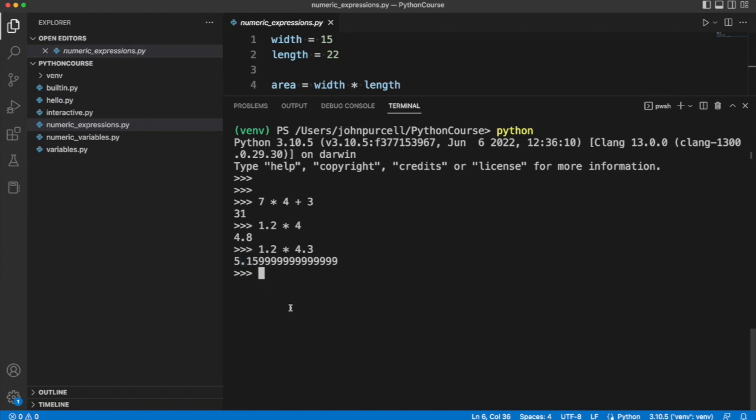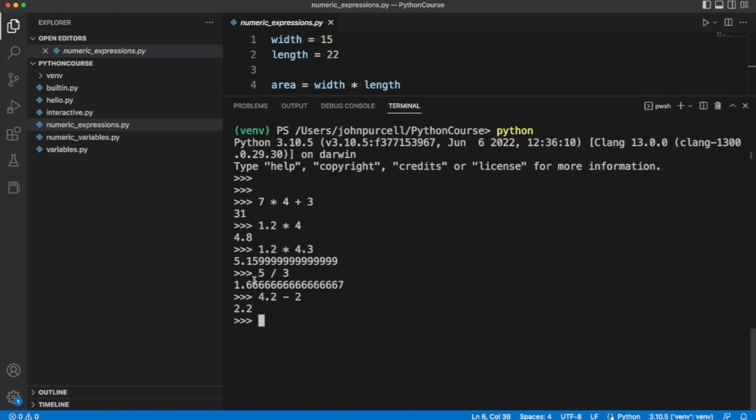We can also do division. So let's try 5 divided by 3, and we get back 1.666. Notice that the division operator is this forward slash. And of course, you can do subtraction. Let's try 4.2 minus 2.